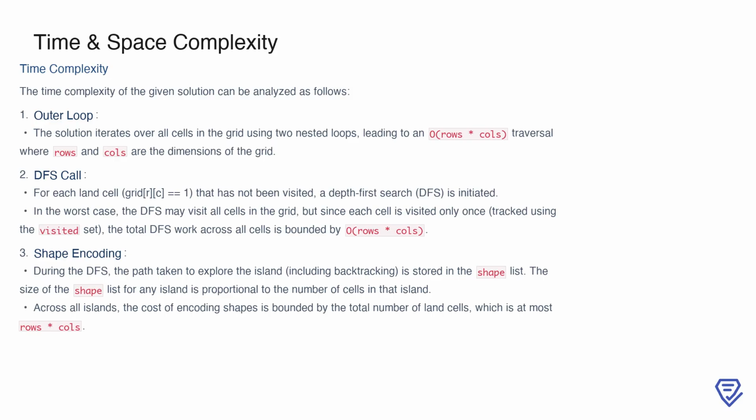O(rows * cols). Additionally, during the DFS, the algorithm encodes the shape of the island by recording the path taken, including backtracking. The size of this shape list is proportional to the number of cells in the island. Across all islands, this cost is limited by the maximum number of land cells, which is at most rows * cols. This ensures that all operations within the DFS remain efficient and scalable.